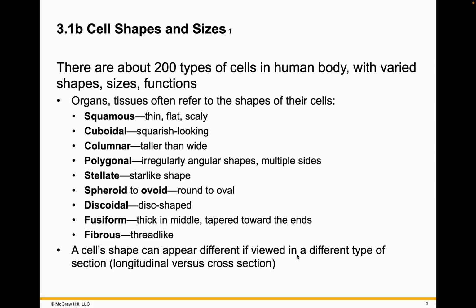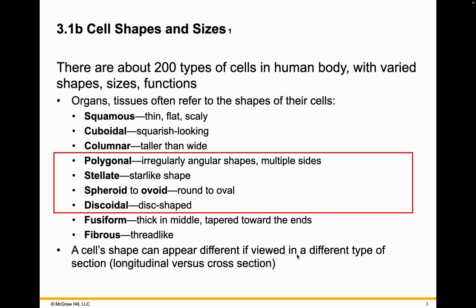There are at least 200 types of cells in the human body with various shapes, sizes, and functions. Organs and tissues often refer to the shape of the cells as squamous, cuboidal, columnar, polygonal, stellate, spheroid, discoidal, fusiform, fibrous. The polygonal, stellate, spheroid, ovoid and discoid you're not going to see very often.